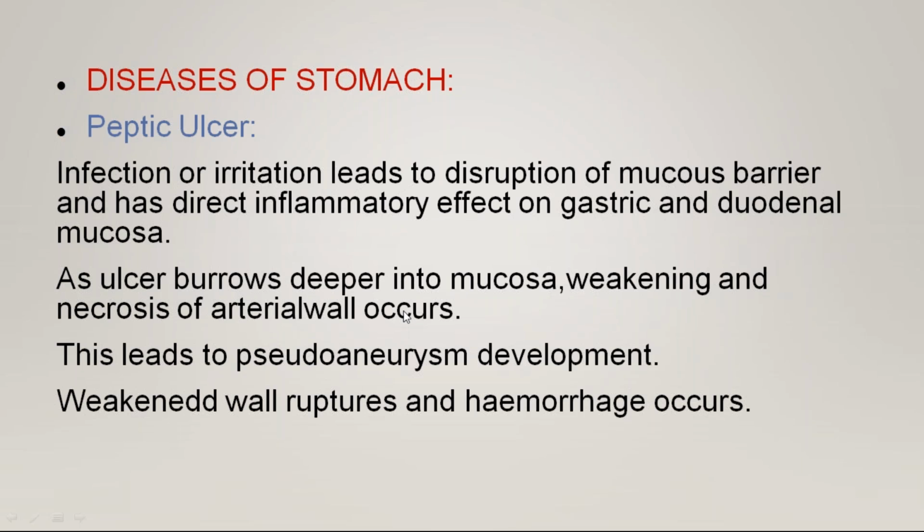When there is an ulcer in the duodenum or stomach, it will perforate and erode into the arterial stomach wall arteries, and that will lead to hematemesis. This leads to pseudoaneurysm development, and the weakened wall ruptures and hemorrhage occurs.